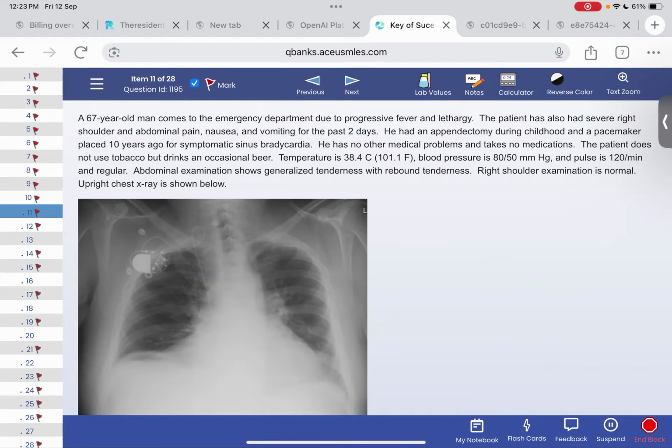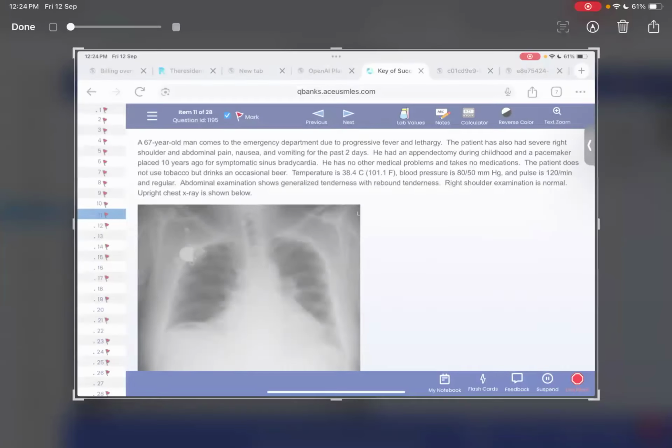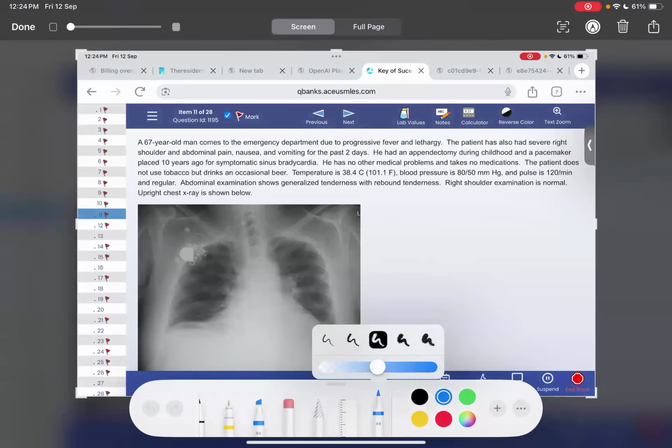What do you think? Here, a right-side pacemaker is present. Do you note air under the diaphragm? There is pleural effusion. No, no air here. Pleural effusion is also present. Wait a minute, let's discuss it.